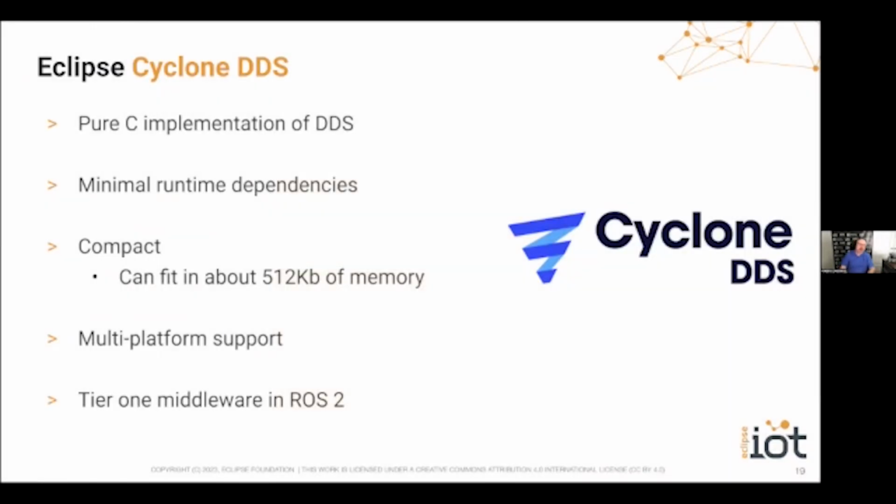Our implementation of DDS is Cyclone DDS. It's a pure C implementation, so it's highly portable, and it's got really a minimal set of runtime dependencies, so that makes it really attractive for a wide variety of environments. It's quite compact, so you can squeeze it in as small as 520 kilobytes of memory. It supports multiple platforms out of the box, of course, Linux and Mac OS, but Windows as well.